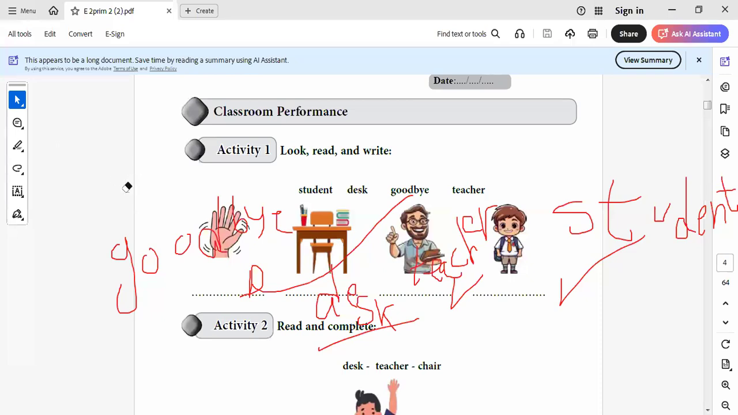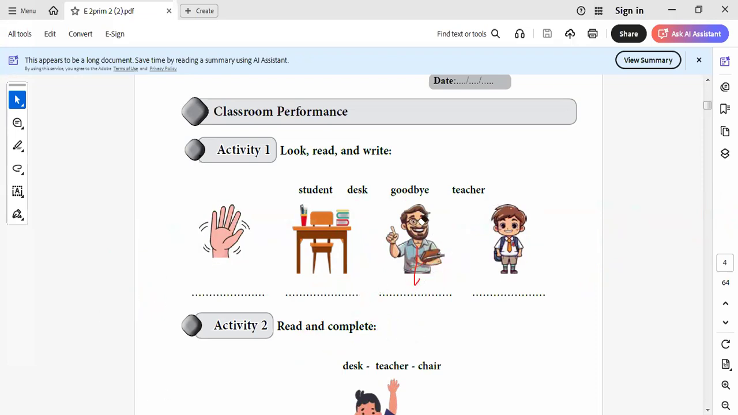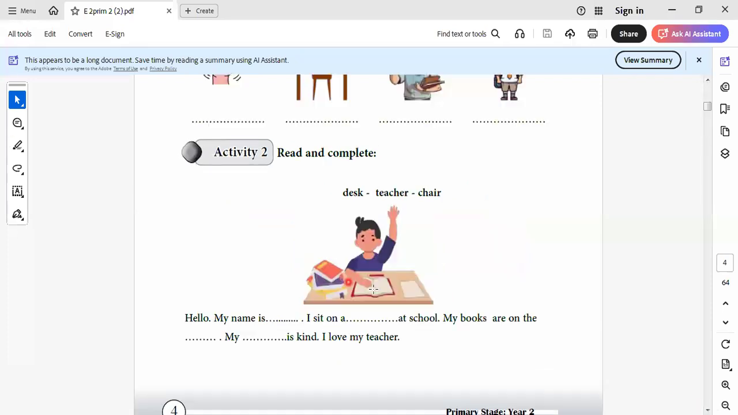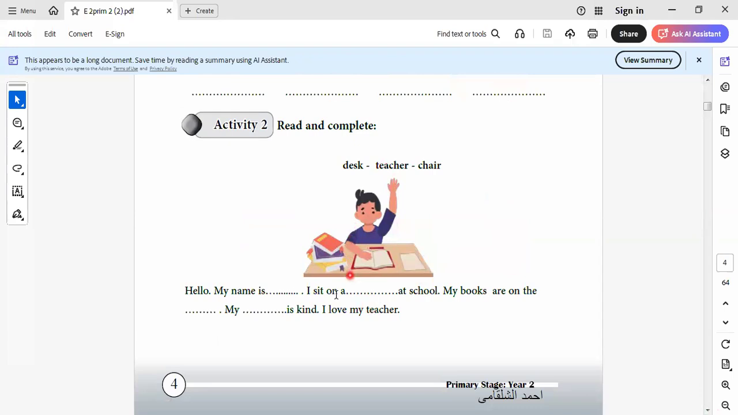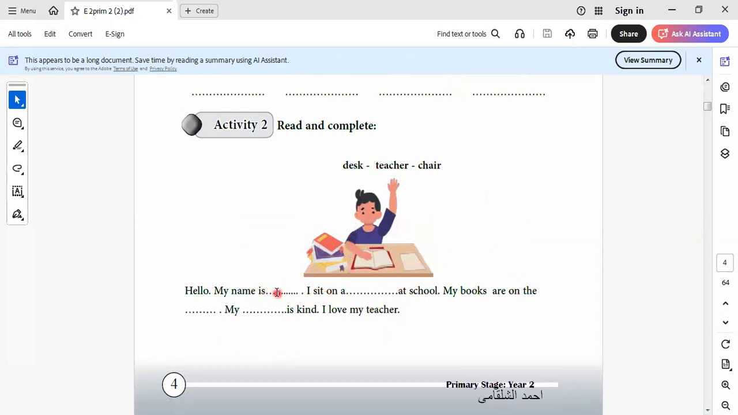Let's go to another item in this task. Go to activity 2. Here we have words and a sentence, and we must put the suitable word in the suitable place. Here we say, hello, my name is. So here you write your name. I sit on a what? I sit on a chair, as we know during this lesson.